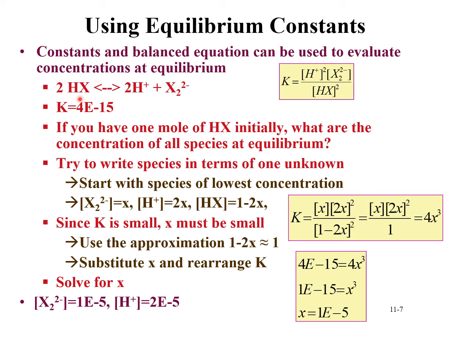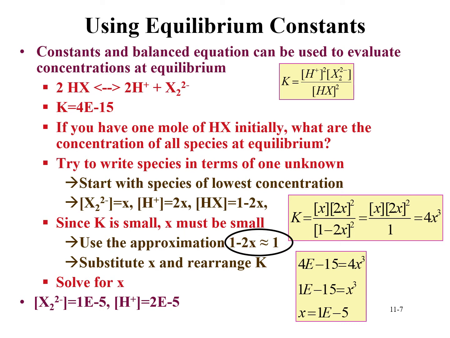At equilibrium, it's going to be primarily reactant. So if we say that this dimer is equal to X, the proton concentration is twice the dimer concentration, and then the concentration of the starting compound is just equal to 1 mole minus 2 times X, because it takes twice the X, so I need to multiply the value of X. Well, since K is small, X must be small. And 1 minus 2x we're going to approximate with 1.